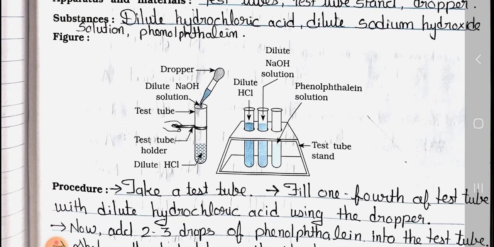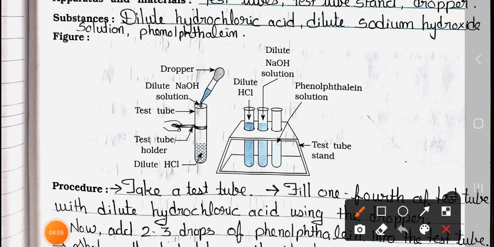See the figure. In the figure, this is the test tube stand. Here the test tubes are there, and in one test tube dilute HCl, dilute hydrochloric acid, is there, and in another dilute NaOH solution is there, and in another test tube phenolphthalein solution is there. Here in one test tube, a test tube holder is there, with dilute HCl. In that you have to add dilute NaOH solution, and with the help of a dropper, drop wise you have to add phenolphthalein solution.